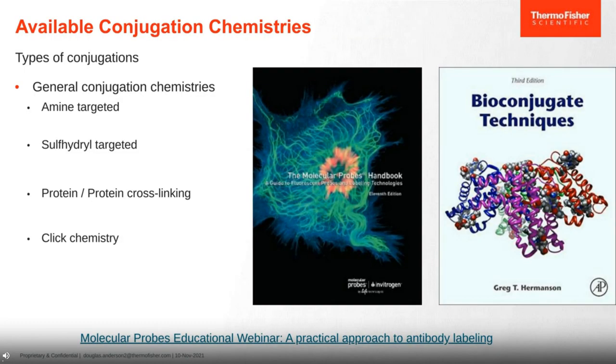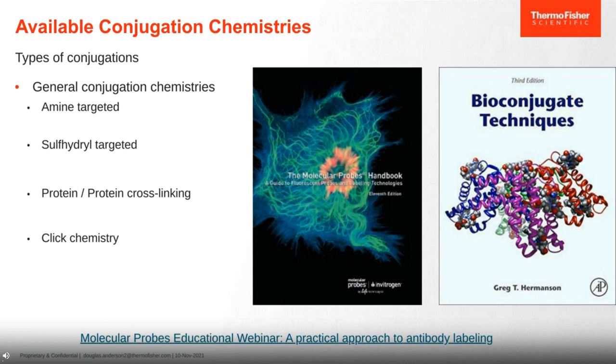So before I move on, I'm going to be talking about a couple general conjugation chemistries here to highlight the types of chemistries and the approaches that you can take when making a bioconjugate. But I do want to point out that this webinar is not intended to be a super detailed overview of everything that's out there. There are quite a lot of great resources if you'd like to really dig into the nitty-gritty of all the various chemistries and the different types of approach.